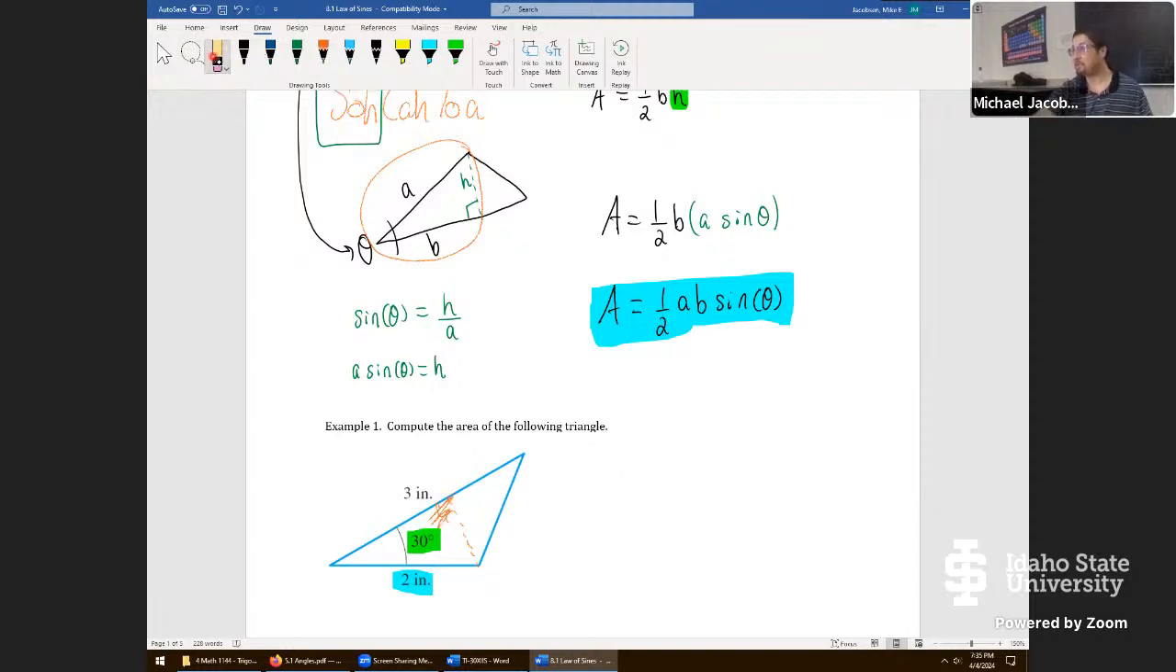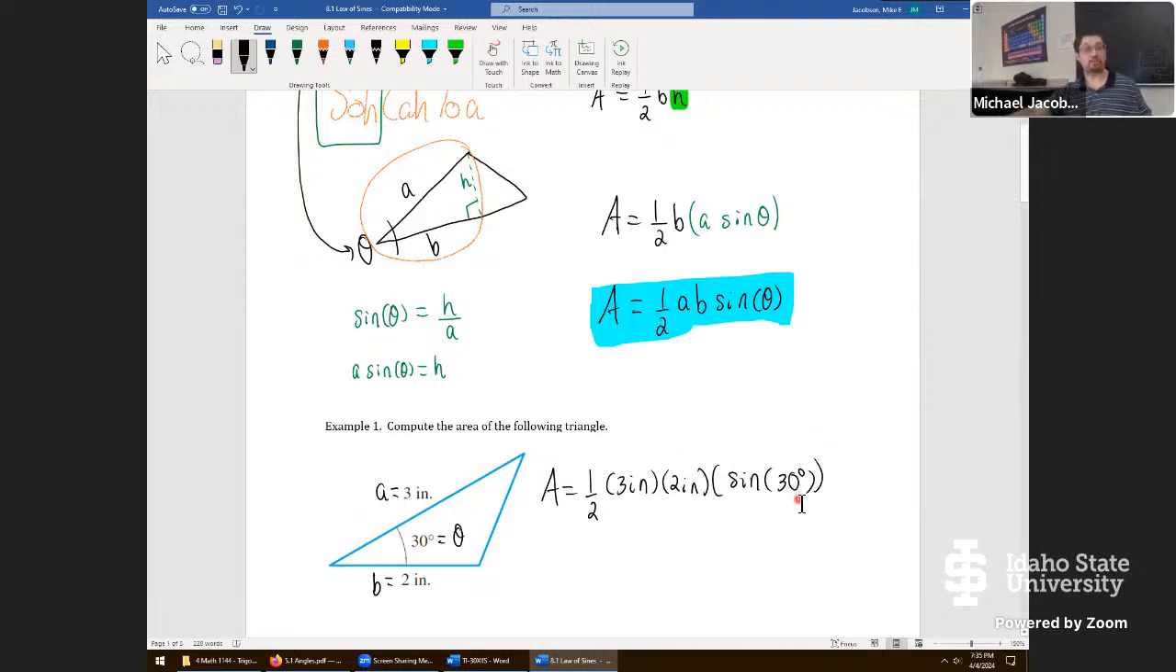But that's the beauty of the identity that we have right here. It says you don't necessarily have to come up with any of these angles. If you have the right information, you'll just say that the area is 1/2. This is the A in the problem. This is the B in the problem. And that's the theta. So 1/2, 3 inches, times 2 inches, times sine of the 30-degree measurement.